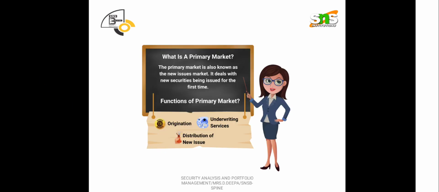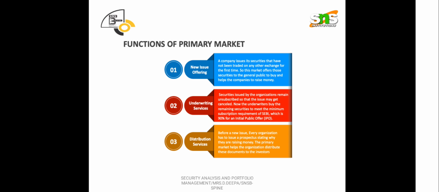Coming to the primary market again, it is known as the new issues market, that is NIM, which we discussed in the previous slide. It deals with new securities, fresh securities. That is why it is also called the fresh market, new market, issued for the very first time. Functions: organization, underwriting services, distribution of new issue. See here: new issue offering, underwriting, distribution. Let us discuss one by one.